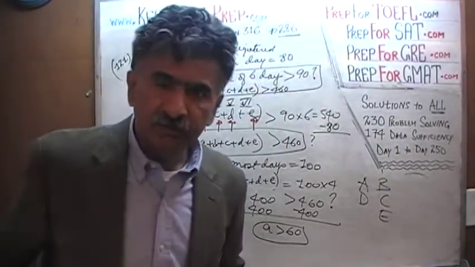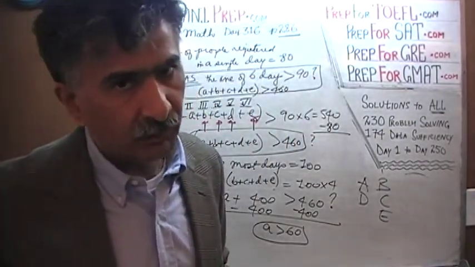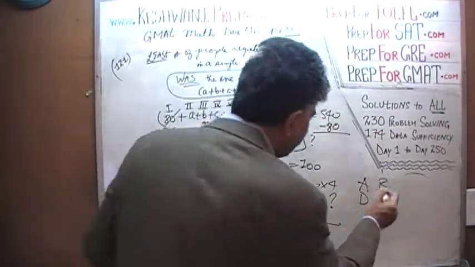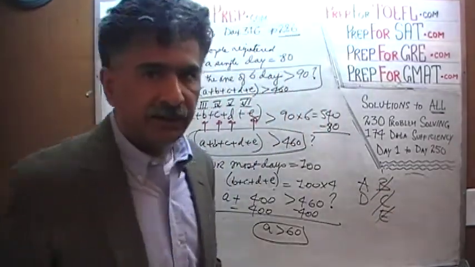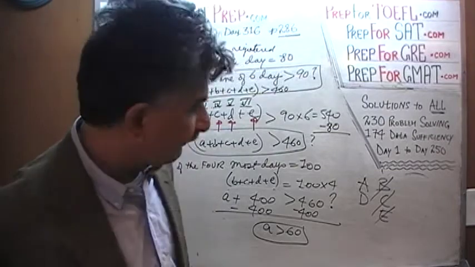A, D, B, C, E. Now that we've established that the first statement by itself is enough, we know now that the answer cannot be B, C, or E. It would have to be either A or D. Let's look at the second statement.